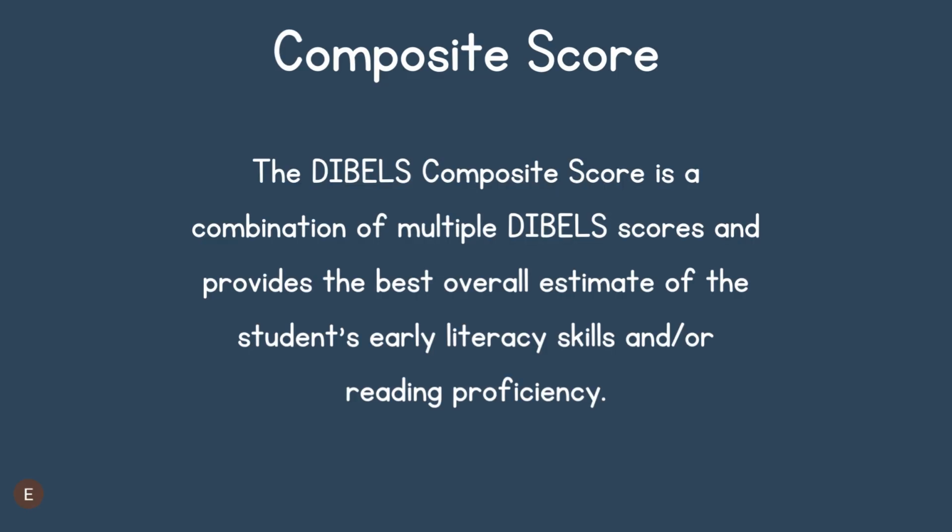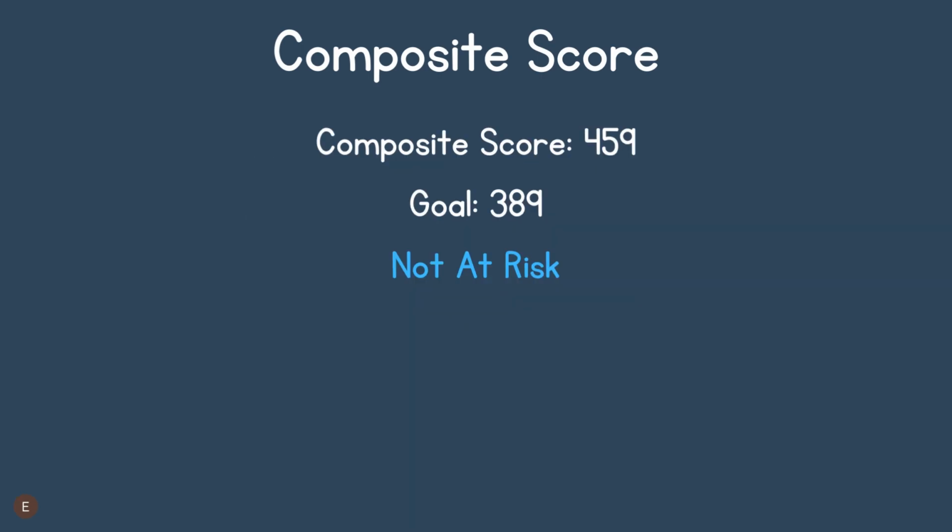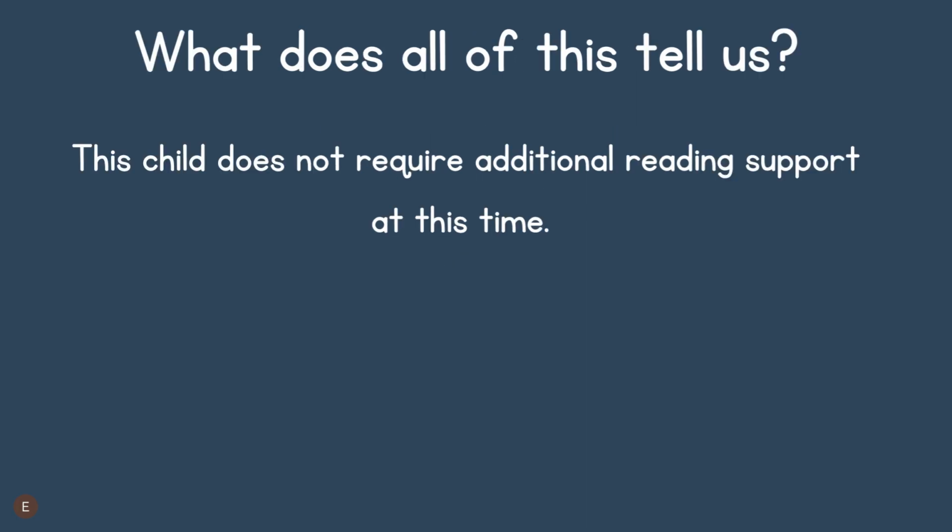All of the different subtests are combined to create a composite score. The composite score provides the best overall estimate of the student's early literacy skills or reading proficiency. The first grader we listened to had a composite score of 459. The mid-year goal for composite score in first grade is 389. That tells us that even though this student had one area that showed some risk, overall he's not at risk for reading difficulties. So what does all of this tell us?